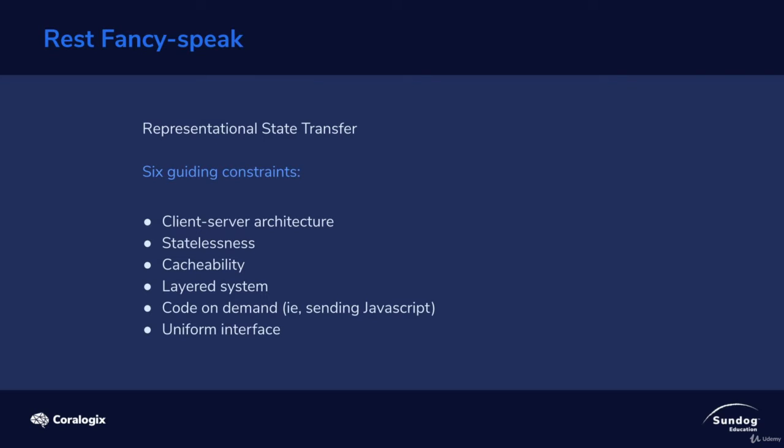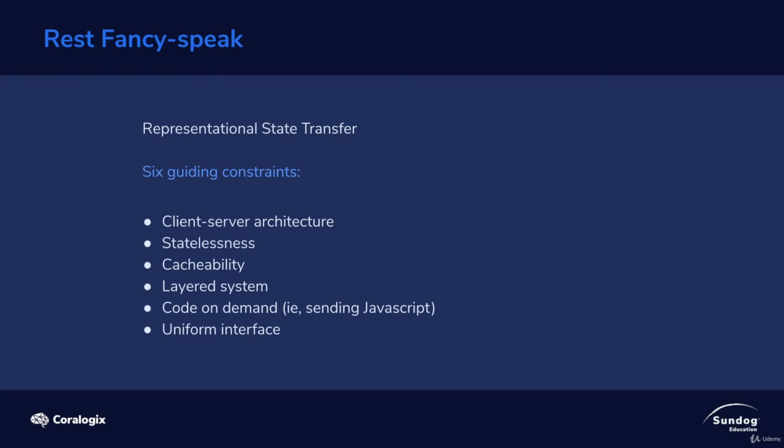Another sort of fuzzy constraint is code on demand, and this just means that you have the capability of sending code across as a payload on your responses. So for example, a server might send back JavaScript code as part of its response body that could then inform the client on how to actually process that data. We're not actually going to be doing that with Elasticsearch, obviously, but REST says you can do that if you want to.